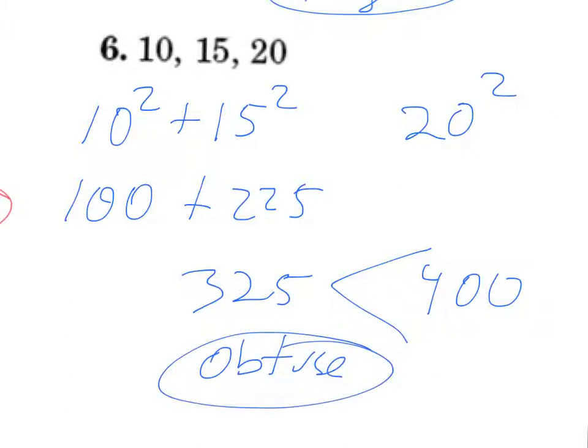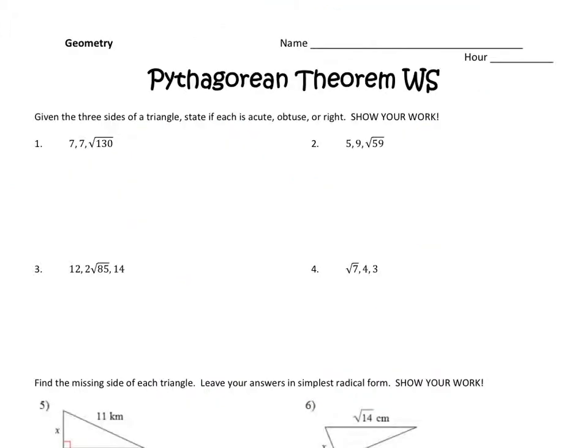All right. Okay, that's all we have for the notes. Looking at the assignment, 1 through 4, what we just did, we're going to identify whether it's obtuse, acute, or right. Remember, if we're doing this, we're saying that 7 squared plus 7 squared, and then square root of 130 squared.